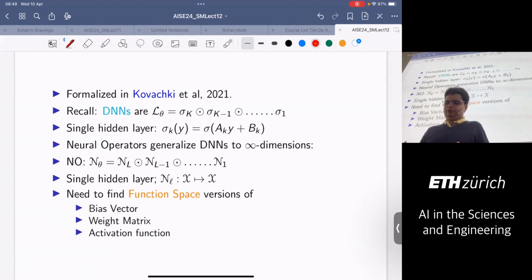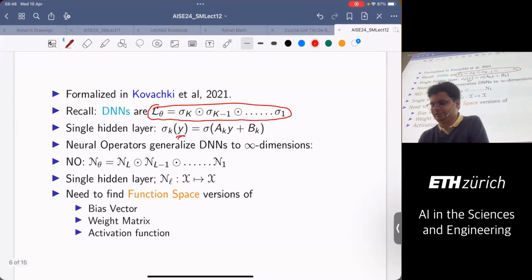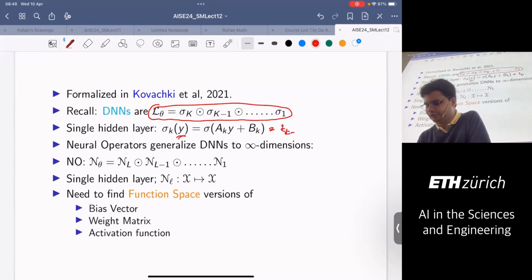Remember, what are neural networks? At the end of the day, neural networks are compositions. This is my definition of neural networks. These are compositions of different layers, and each layer has a particular structure. It takes a vector y and outputs another vector, let me call it z, z_k plus 1 or something like that. So it inputs a potentially high dimensional vector, and it also outputs a high dimensional vector. This is the mode of operation.